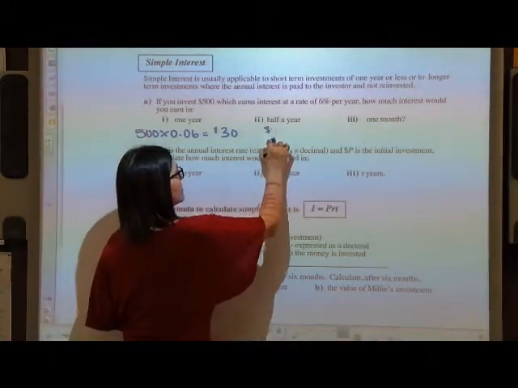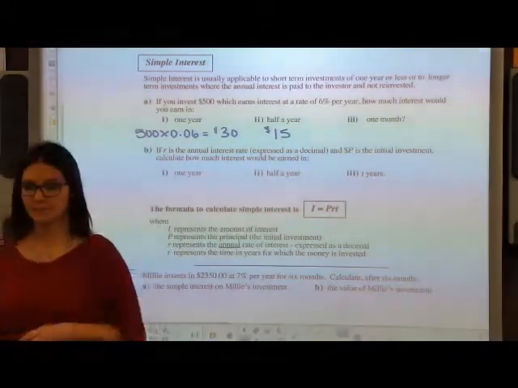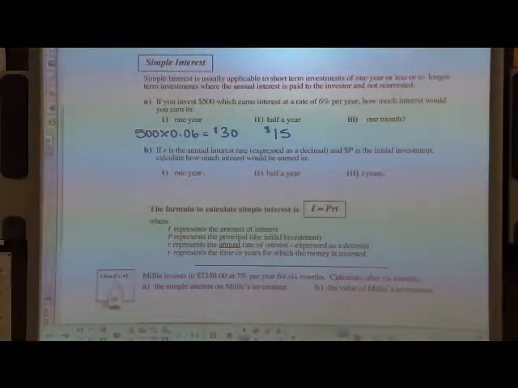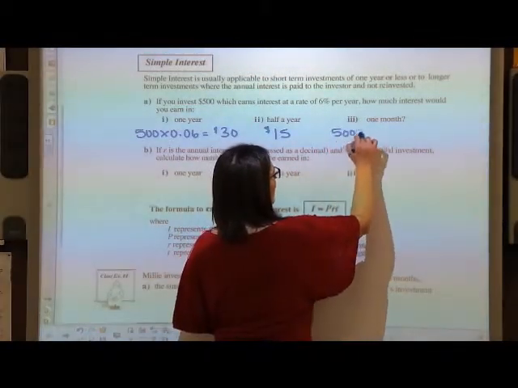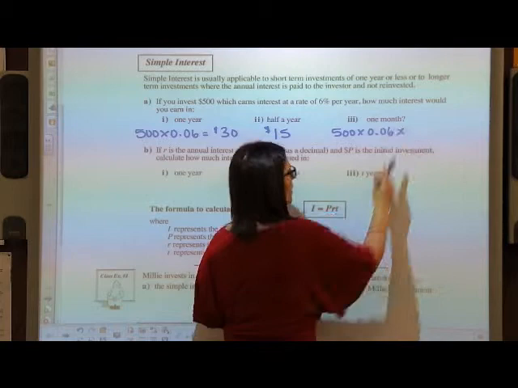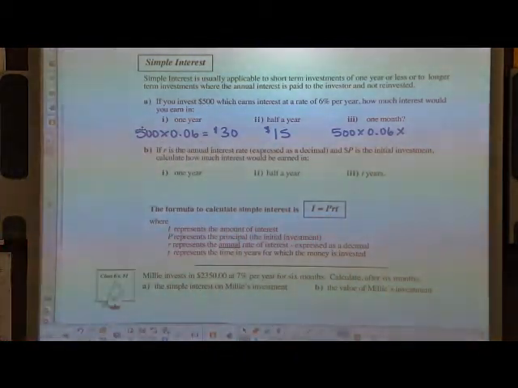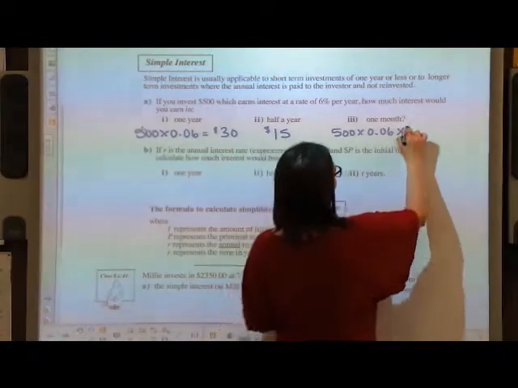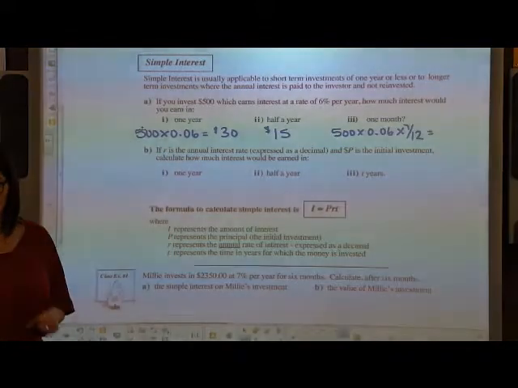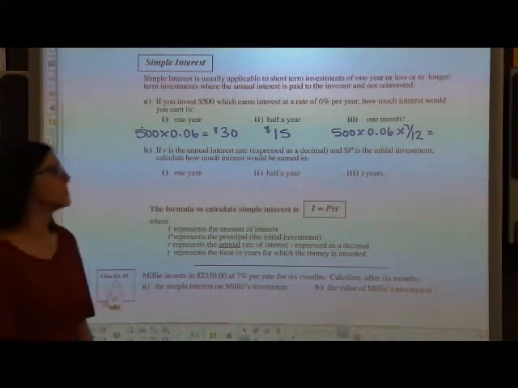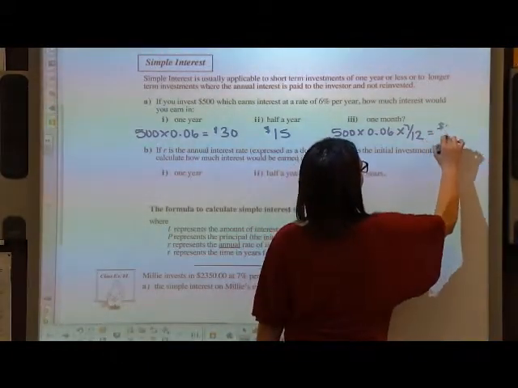Okay, what about in a month? What would I do then? Divide the 30 by 12. Divide by 12. And if I told you that the division button was broken on my calculator and I couldn't divide by 12, what could I multiply it by? 1/12. Good. And so how much interest do I earn in 1 month? $2.50.